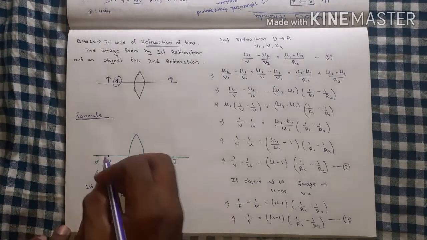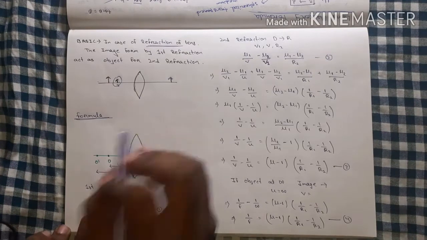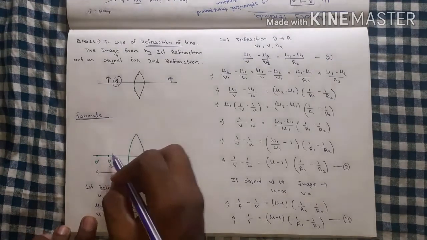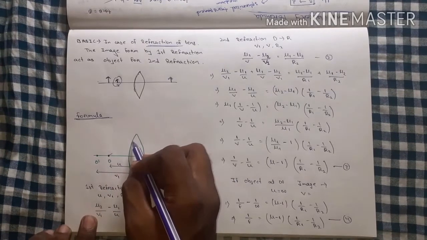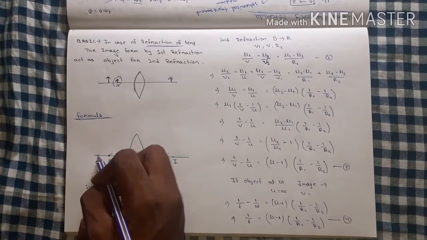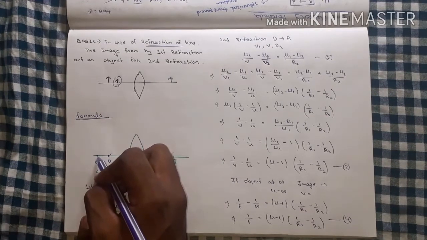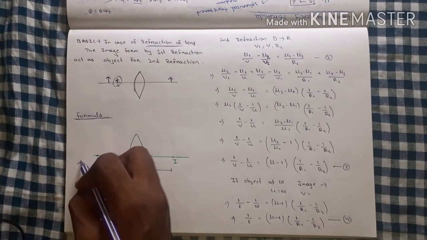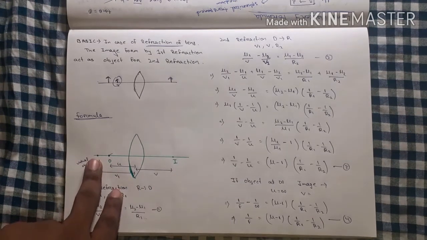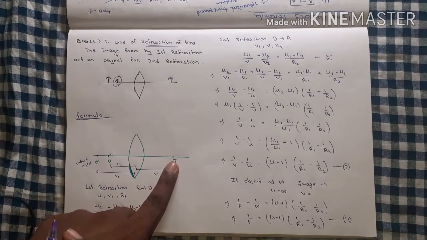Here is the object, and due to this surface there will be the first refraction. Due to the first refraction, the image will be formed, and this image acts as an object for the second refraction. So it is called a virtual object. Why? This is the image of the first refraction. Still, it acts as an object for the second refraction, and it will give the final image.